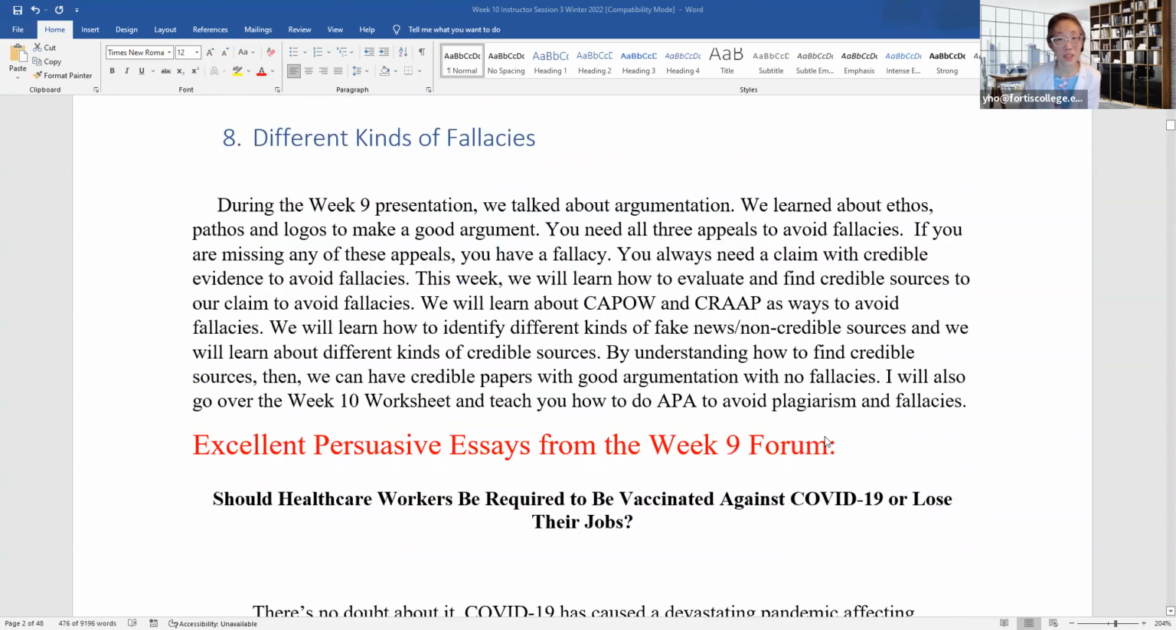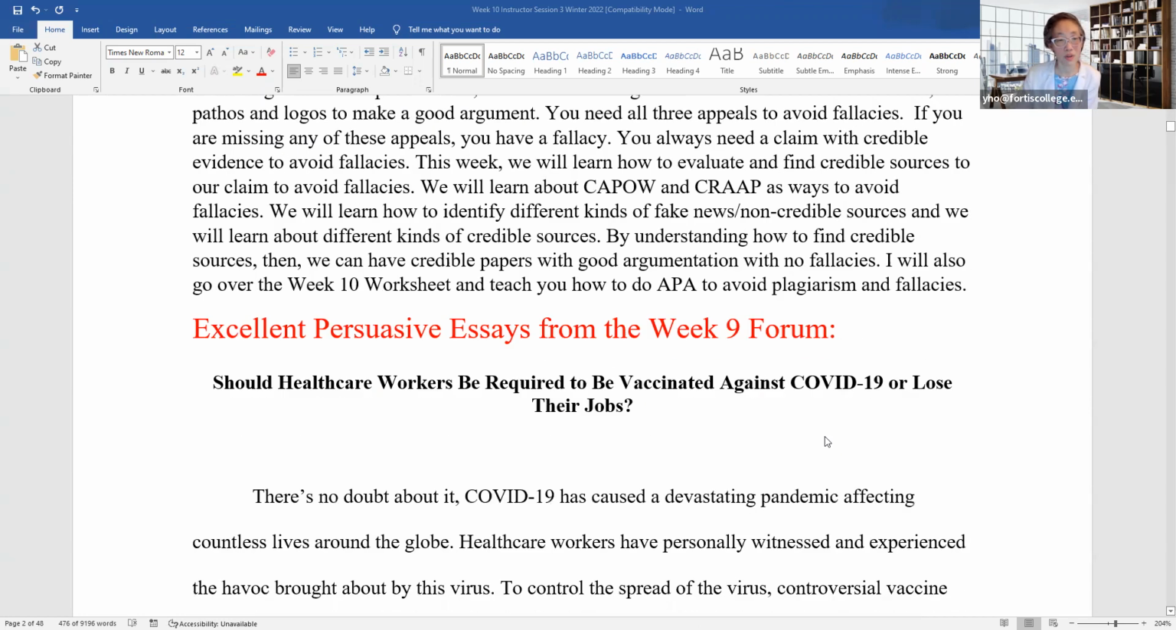During the Week 9 presentation, we talked about argumentation. We learned about ethos, pathos, and logos to make a good argument, that you need all three appeals to avoid fallacies. If you are missing any of these appeals, you have a fallacy. You always need a claim with credible evidence to avoid fallacies. This week, we will learn how to evaluate and find credible sources for our claim to avoid fallacies. We will learn about CRAAP as a way to avoid fallacies, as well as learning different kinds of credible and non-credible sources.